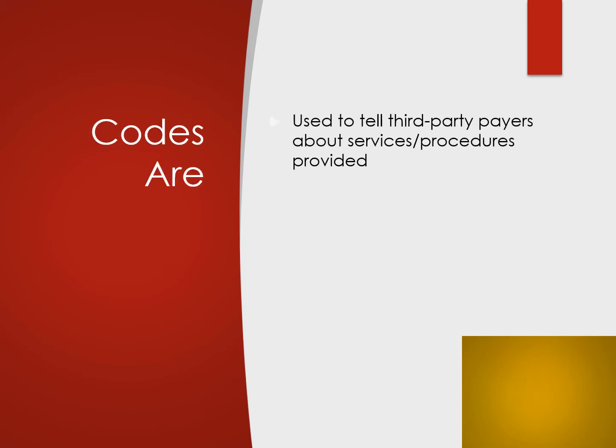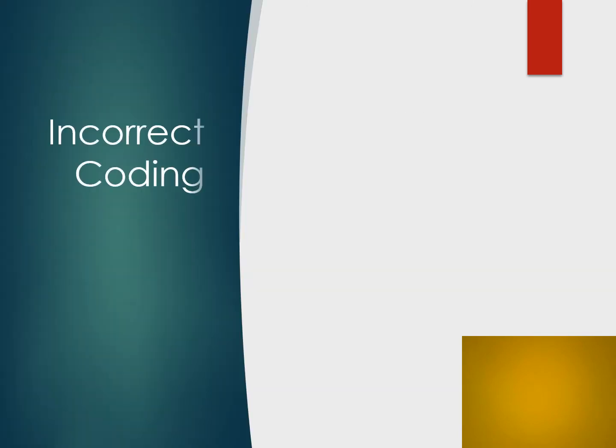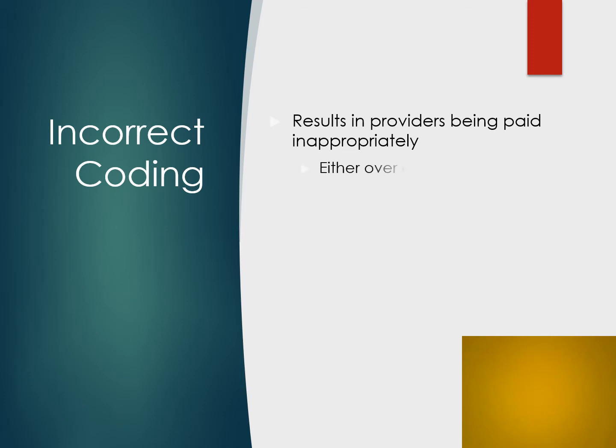Codes are used to tell third-party payers about services and procedures provided and used for basis of payment. And remember, we said a third-party payer is an insurance company. It could be Medicare, Medicaid, Blue Cross Blue Shield, Aetna, AvMed, etc. So incorrect coding results in providers being paid inappropriately, either over or underpaid, and cash flow is decreased, and it could be a liability risk as well.